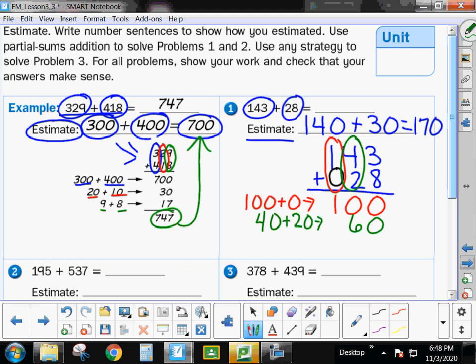If you put that 6 underneath the 1, you're saying that's 600. Okay, and then I'm going to add my 3 plus my 8. And 3 plus 8 is 11. All right, and now I'm going to get ready to add all of my columns. I have 171. Now my estimate was 170, so I'm pretty confident that my answer is correct because it's really close to my estimate.